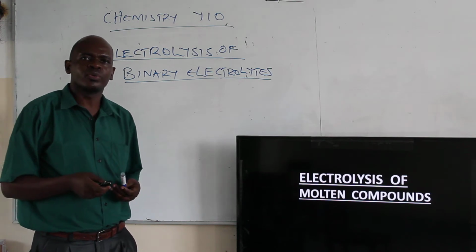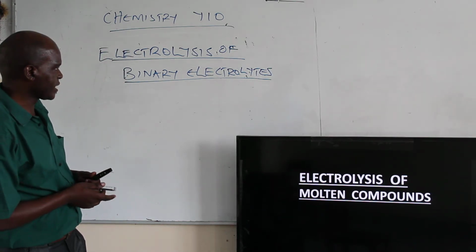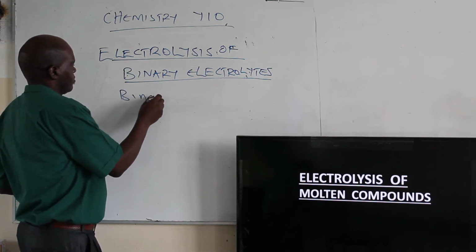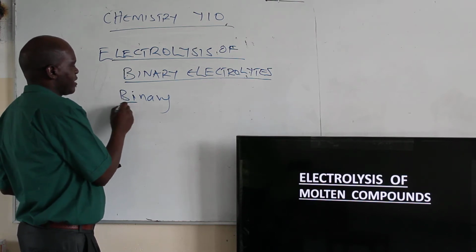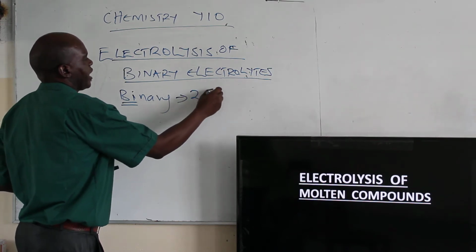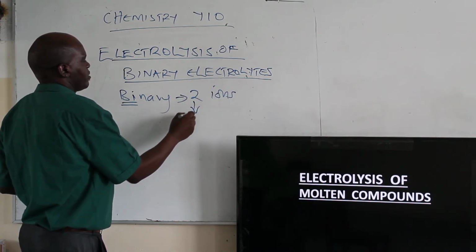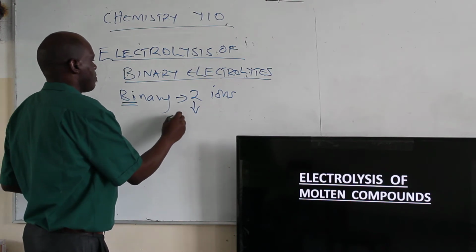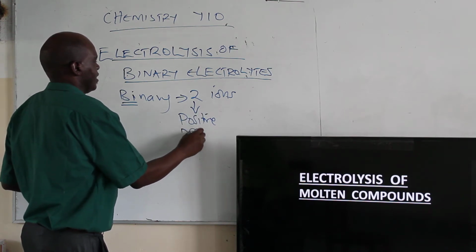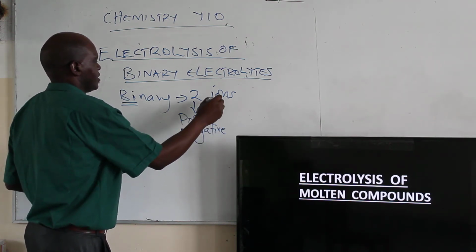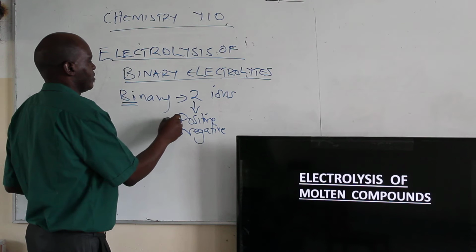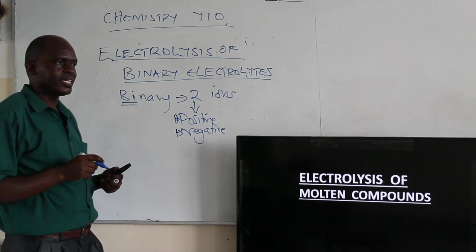Now, when we talk about binary electrolytes, we are looking at electrolytes that contain only two ions. The word bi means two. So it means this is an electrolyte that has only two ions. We have a positive ion and a negative ion, just one positive ion and one negative ion. That's why it's known as a binary electrolyte.